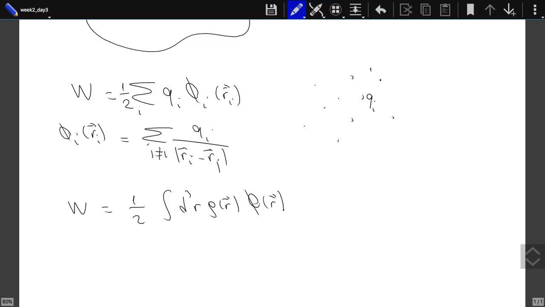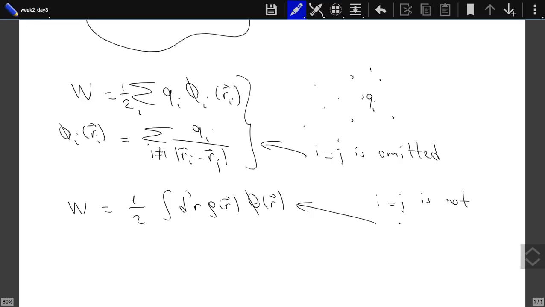And I had just made a warning, if you remember, that in these summations, i equal to j is omitted. Here, let's say i equal to j is not omitted. Mainly because we define phi of r also as this integral, d cubed r prime rho of r prime divided by |r minus r prime|. So in that integral, there is nothing that prevents r prime from taking the value r. If the integral is finite, then fine.